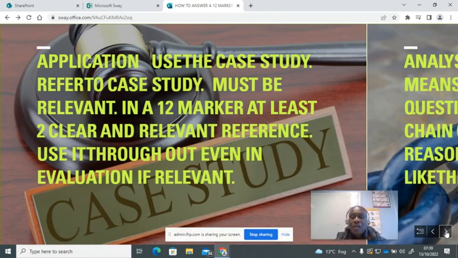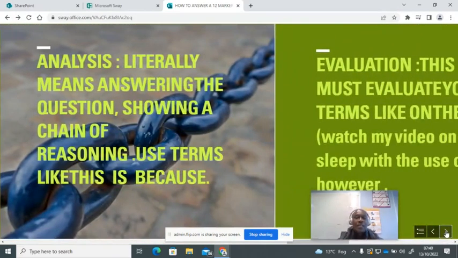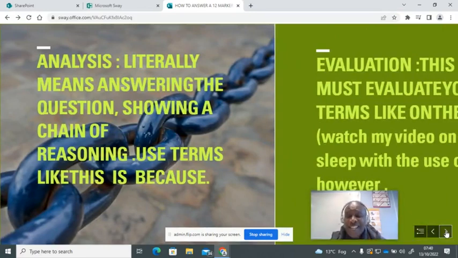Make it quite clear to the examiner that you are referring to the case study. Okay, so that's that one. Analysis literally means answering the question. That's all you're doing. Don't get confused about analysis. You're simply answering the question with a chain of reasoning. Use key terms like "because".